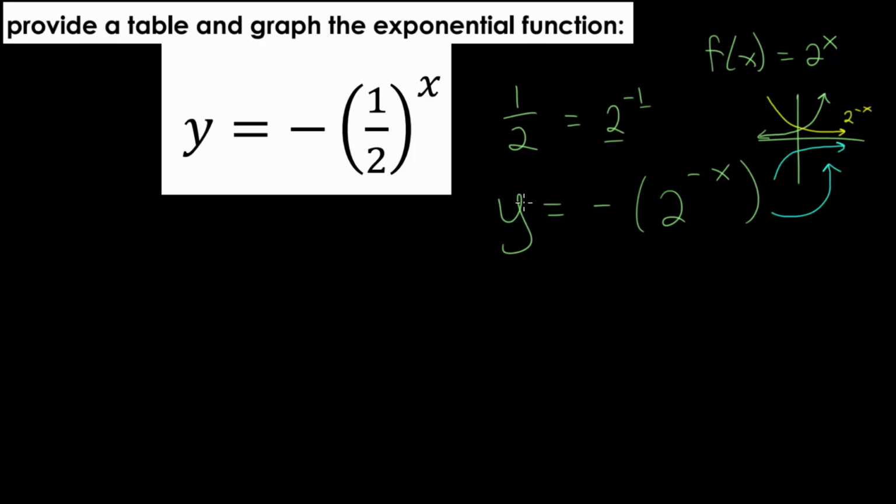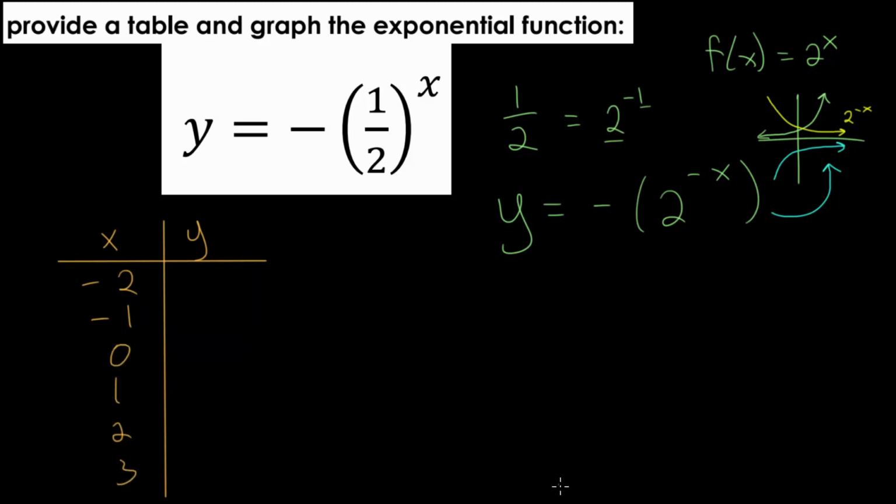But if you don't know how to do all of this, then you can just create a table. Let's start by making a table, and we're just going to pick different x values and see what their y values would be equal to. And then from there, we will plot those points and draw a curve. We can start by just looking at some standard values. Let's say minus 2, minus 1, 0, 1, 2, and 3.